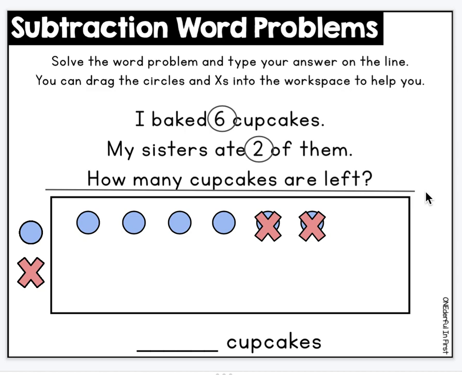Now it is time to C, check our work, and E, evaluate it to see if we are correct. Let's check our work one more time. There were 6 cupcakes. 1, 2, 3, 4, 5, 6 of them. My sisters ate 2 of them. 1, 2. How many cupcakes are left? 1, 2, 3, 4. There are 4 cupcakes left.